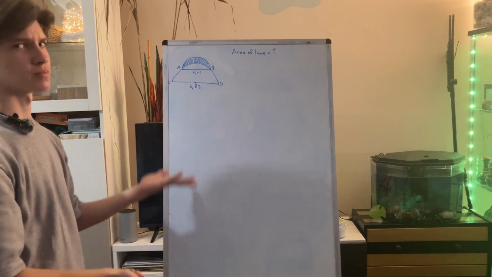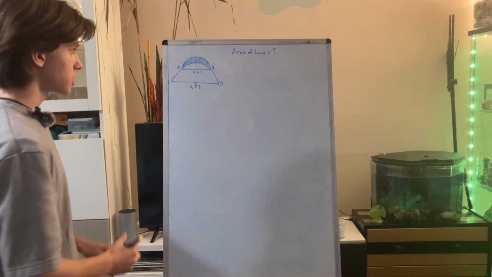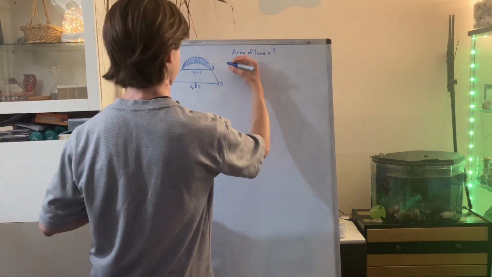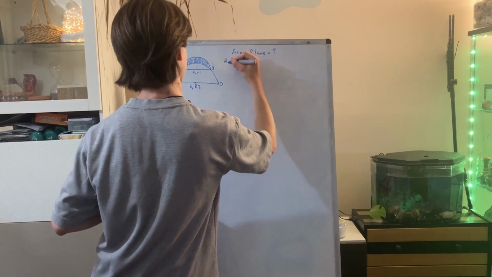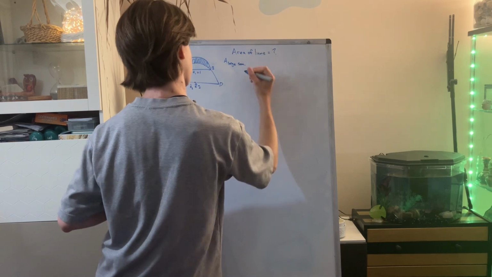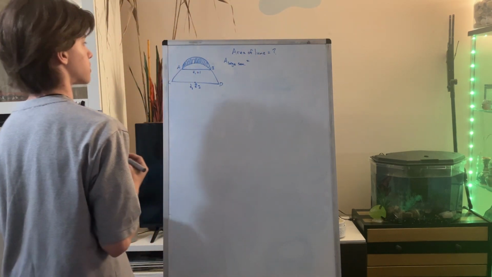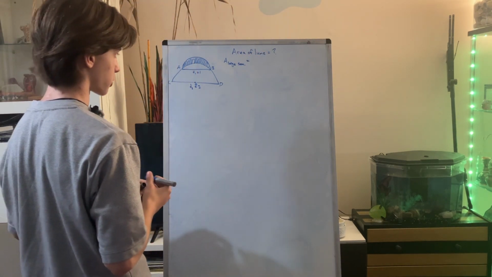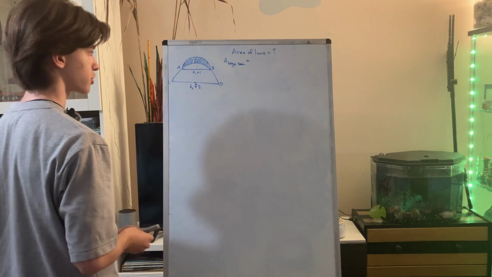All right, so usually when we have semicircles, we can easily find their area. We have the diameter, which means we have the radius. So let's actually quickly do that. Let's have the area of the large semicircle. It's going to be pi r squared over 2. It's half of a circle.